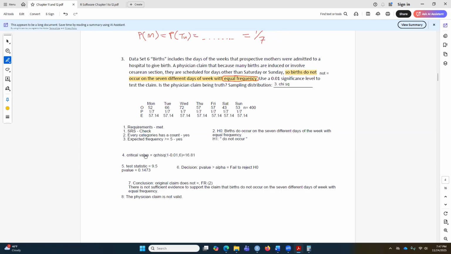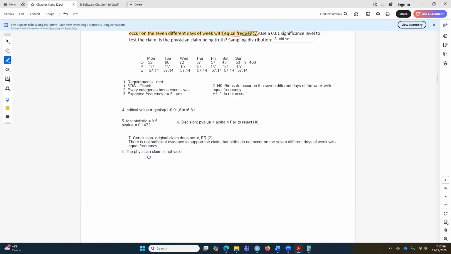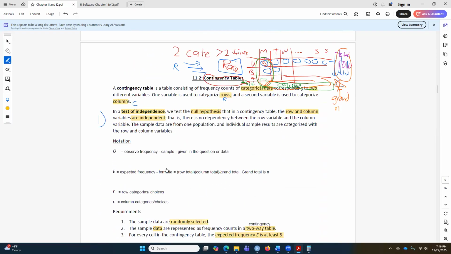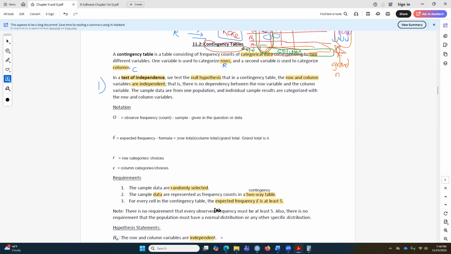I have a question. For those requirements here, the part that says every category has a count, I guess that part is about the observed frequency, right? Yes. The count is the observed frequency. Let's put it this way: this is your count. So observed frequency is your count. In other words, there is no requirement saying that the count has to be at least 5.